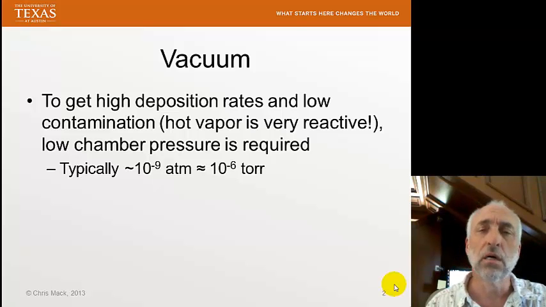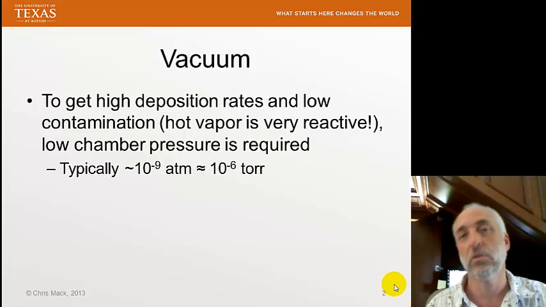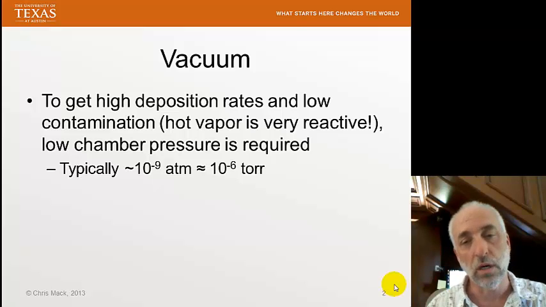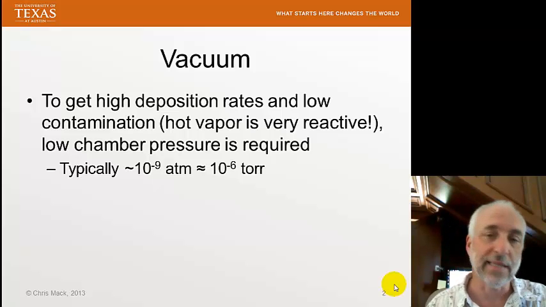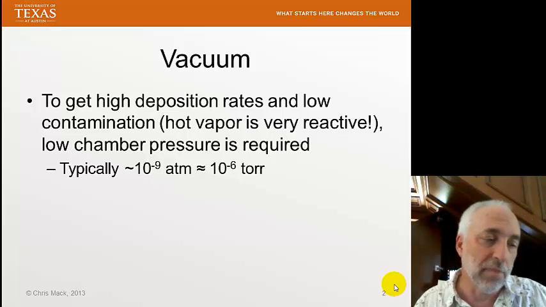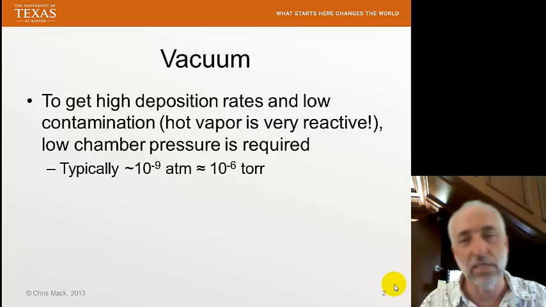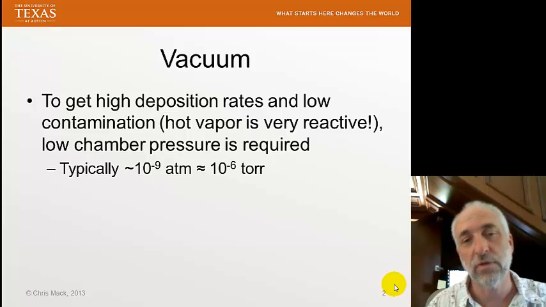We tend to talk about vacuums in orders of magnitude. Essentially a base 10 logarithmic scale. We don't say it like that, but we talk about 10 to the minus 6 or 10 to the minus 5 or 10 to the minus 7 torr, for example.